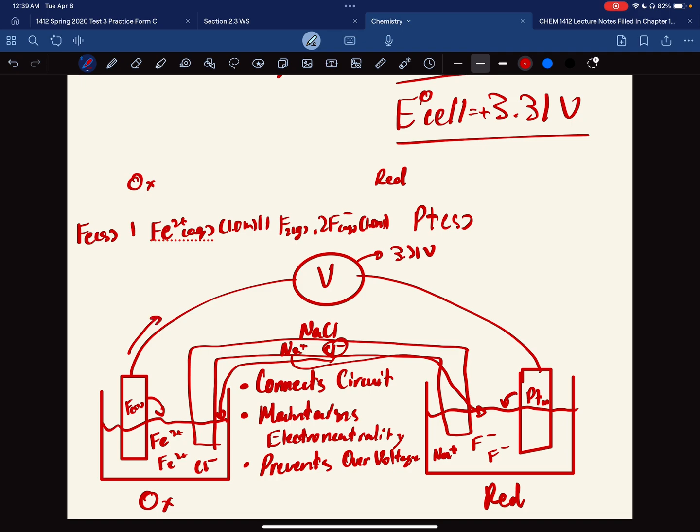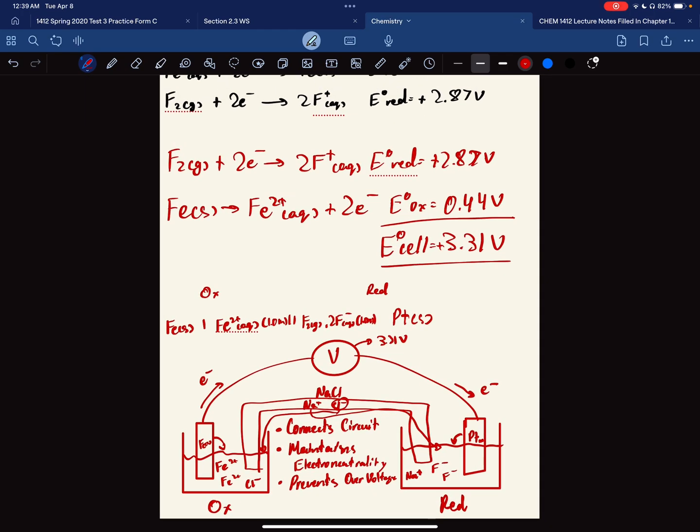The electrons flow from the anode to the cathode. So that is basically what a galvanic cell is for the most part. So that is the sketching of the galvanic cell. Now we have to find out a couple values. First one, we have already found E naught cell, which is going to be 3.31 volts.